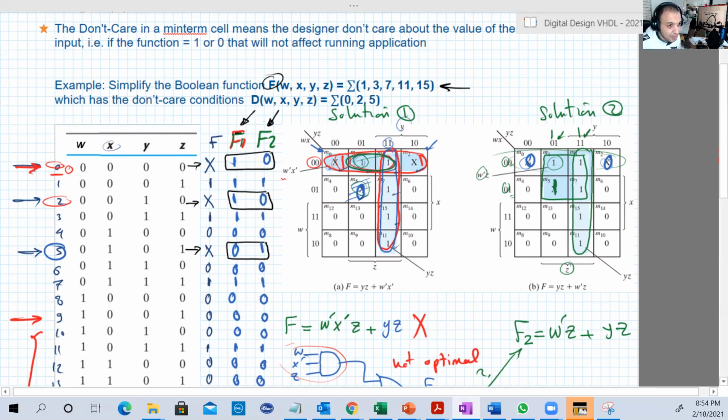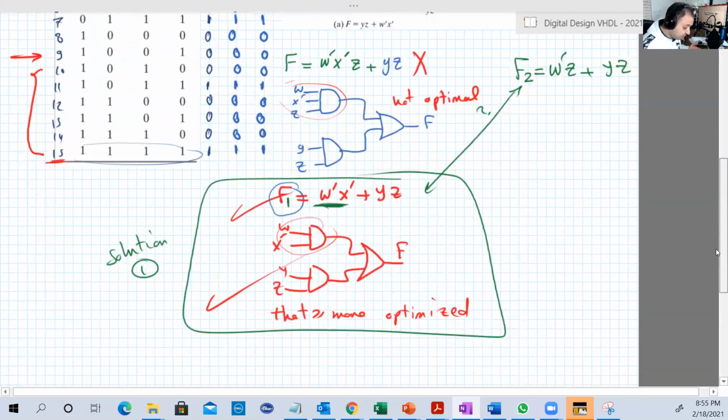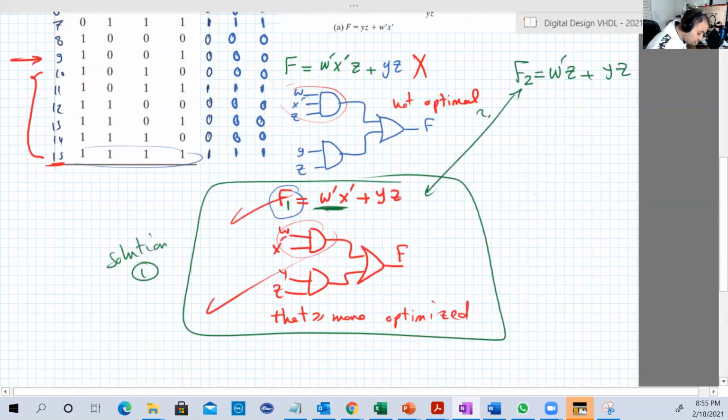It is exactly the same as f, because the ones here are the same as the ones here, okay? But for the don't cares, we used some of them as ones and some of them as zeros, also to get an optimized form that we can implement in a cheap way. Is the cost of F2 cheap like F1? Yes, let's do it. So you have here an AND gate with W bar Z, I'm sorry, Z, not Z bar. Another AND gate with YZ, then OR gate.